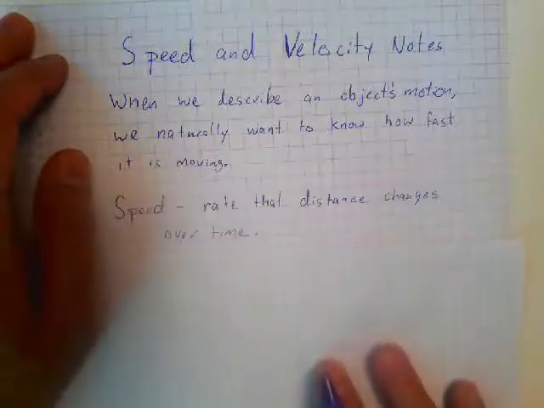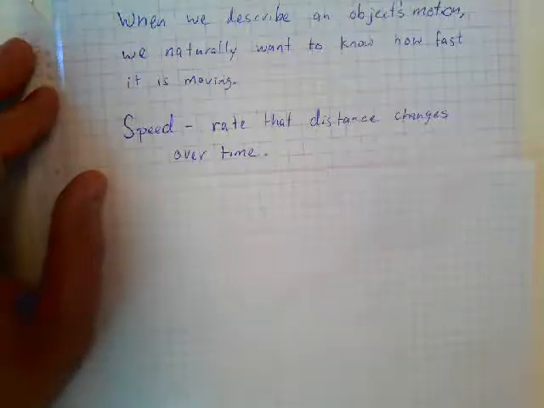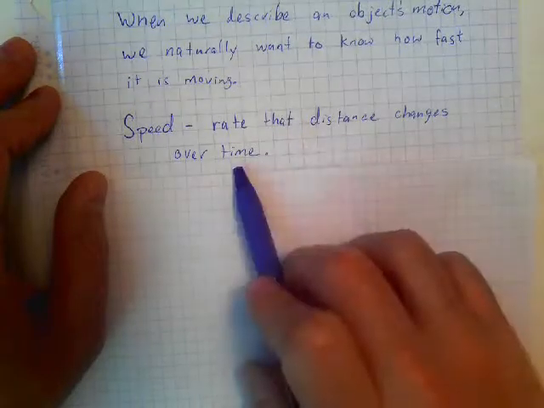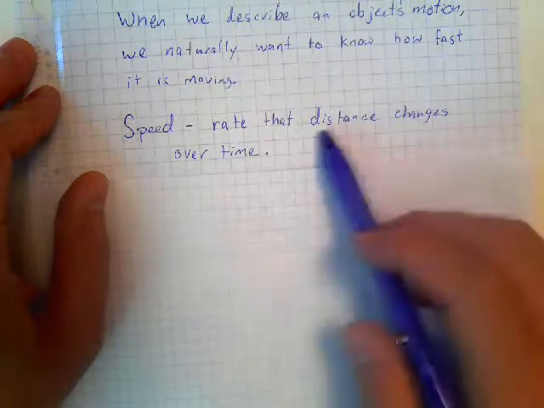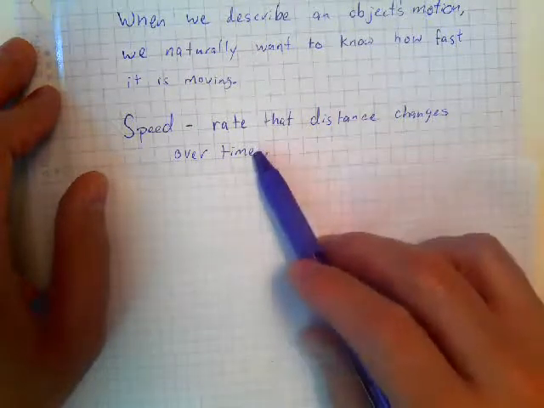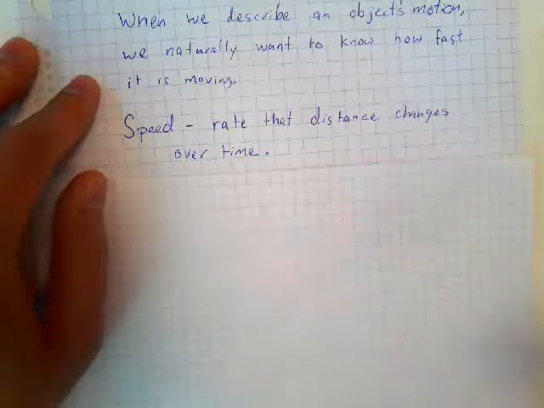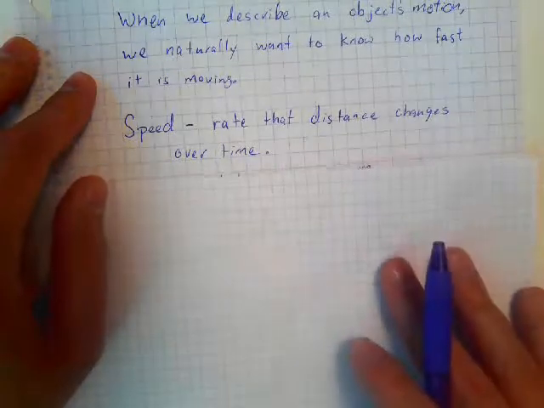So, when we talk about speed, speed is the rate that distance changes over time. That's the definition of it. It's how far it's gone in what period of time. So, if I throw a baseball real slow, that distance is going to be the same, but the time's going to take longer. And no one cares about that if it's too long, right? Like, if I just roll that ball in there, no one cares.